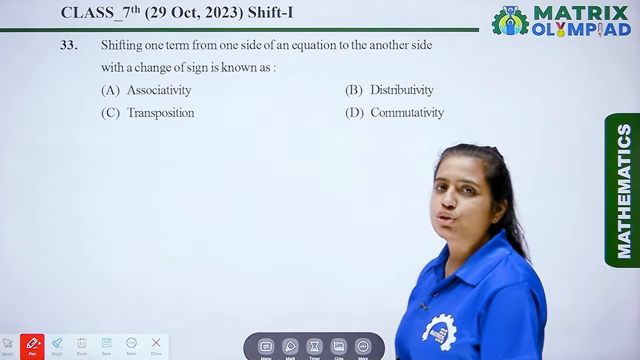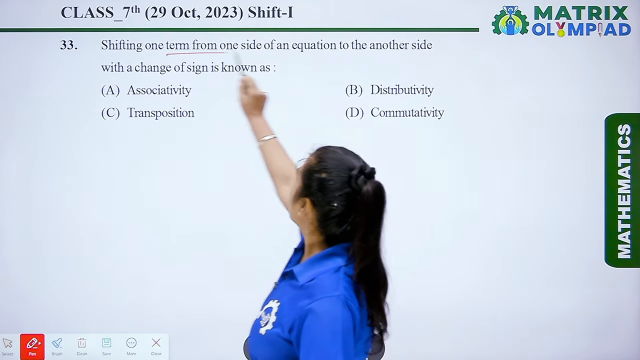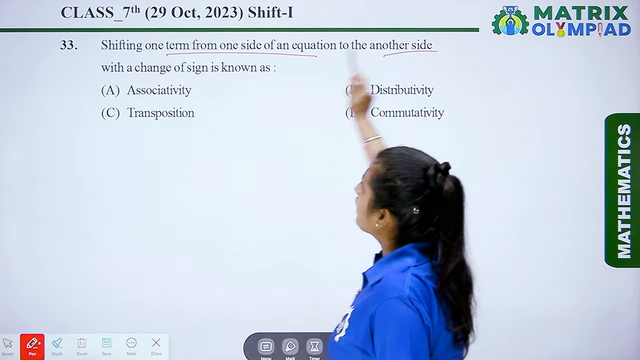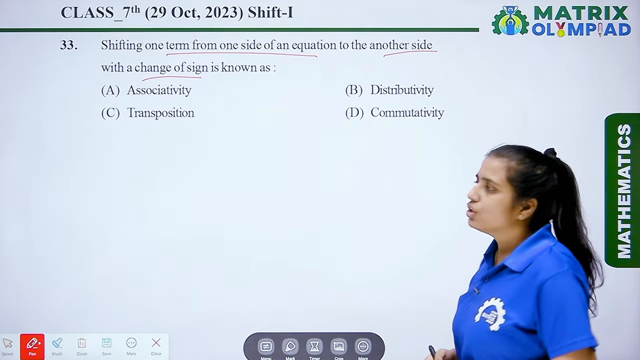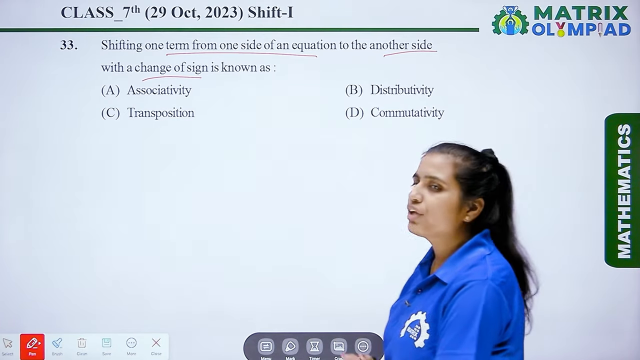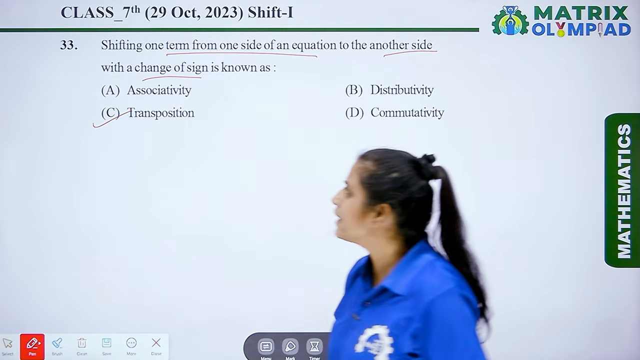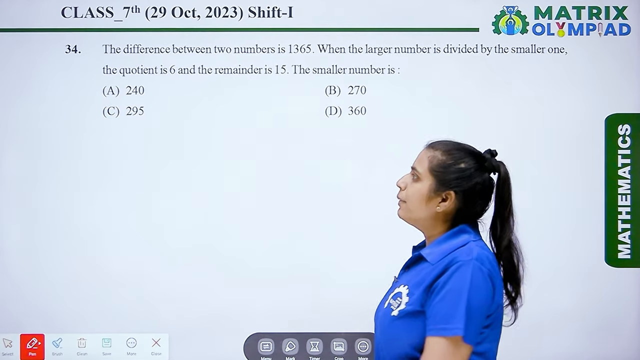The next question is question number 33. Shifting one term from one side of an equation to the other side with a change of sign is known as. So this shifting is known as transposition. Here option C is the correct answer. Now the next question is question number 34.